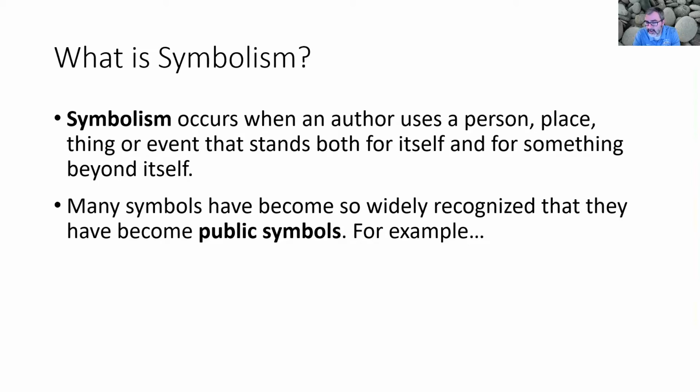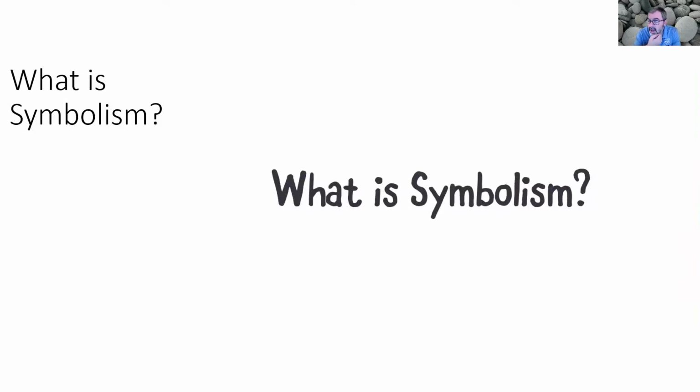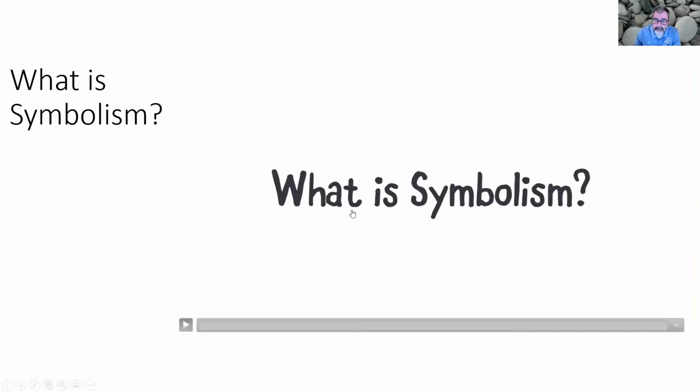Well, we know it's a literary device, of course. But it says that symbolism occurs when an author uses a person, place, or thing, or an event that stands both for itself and for something beyond itself. Many symbols have become so widely recognized that they have become public symbols, all right? I'll show you some examples, but first, let's take a look at another video.